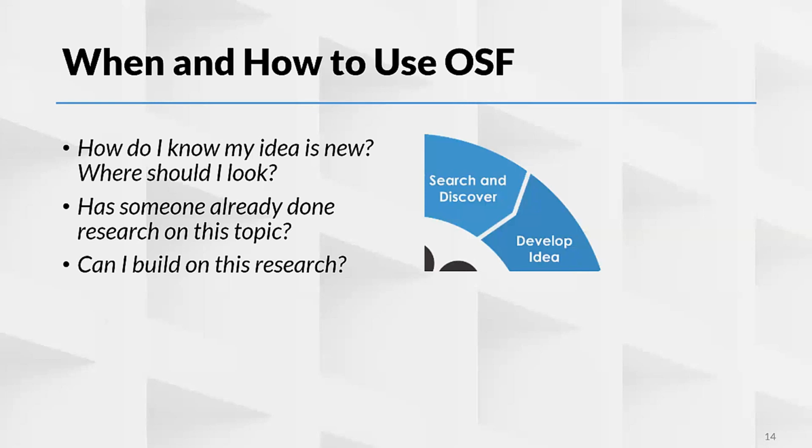So you may ask yourself, how do I know if my idea is new? Where should I look? Or has anyone done research on this topic already? This is a perfect place to look because the use of Open Science Framework, or OSF, is quite widespread. You can look for other people's projects, you can look for research plans or protocols that have been published on the platform and see what other people are using. This is not the only place to do this sort of thing, certainly not, but it's a really great starting point.